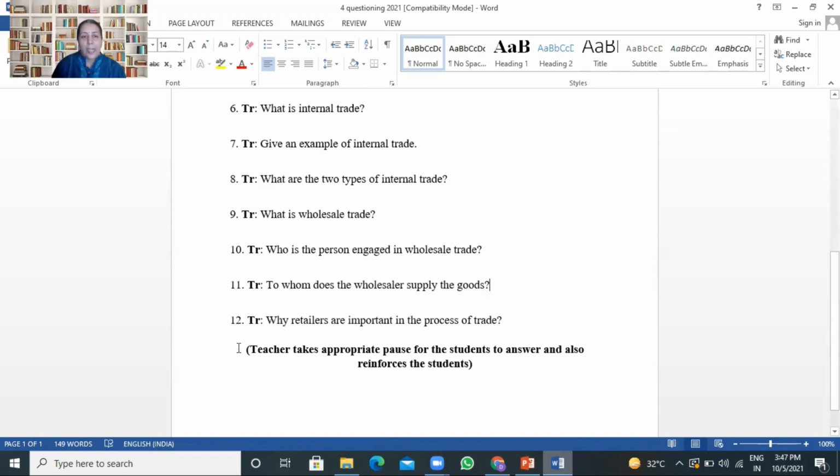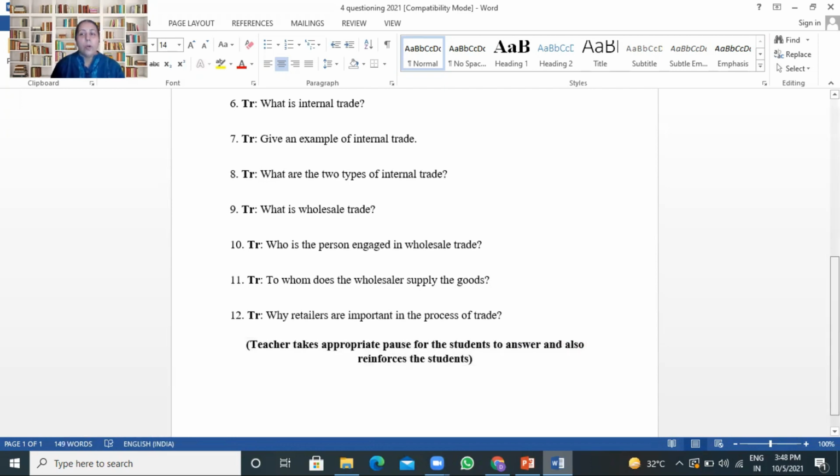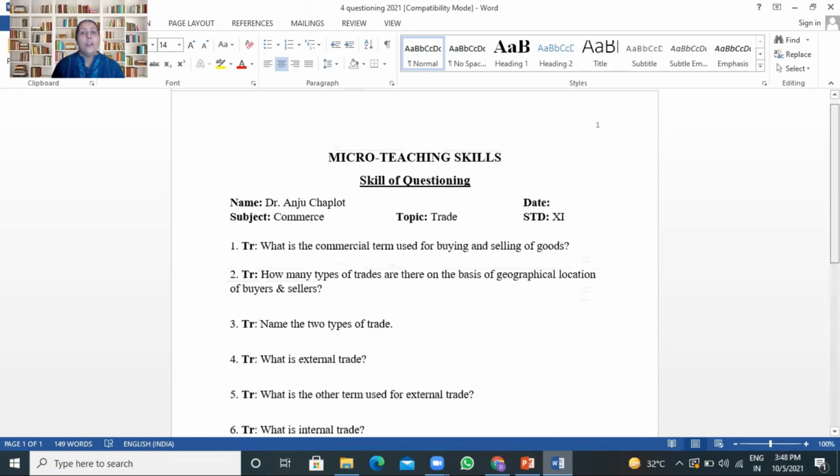Now, please note, in the end, what I have written is that the teacher takes an appropriate pause, because this is a questioning skill. So surely after each question, the teacher is going to take a pause, as we have seen in the desirable behavior, for a few seconds, so that students gather the answer in their mind, organize the answer in their mind, and then answer the question. Also, when the student answers correctly, the teacher is going to appropriately respond by reinforcing them, or if the answer is incorrect, she can redirect the question to another student. So this is a very small and short lesson plan of the skill of questioning.